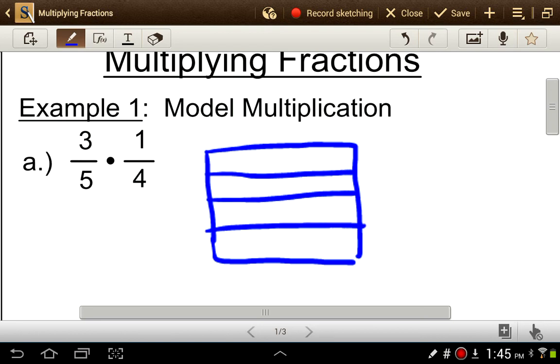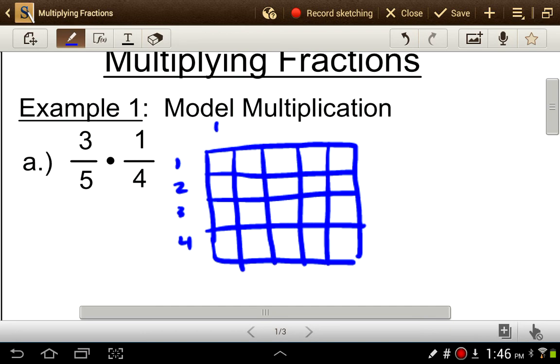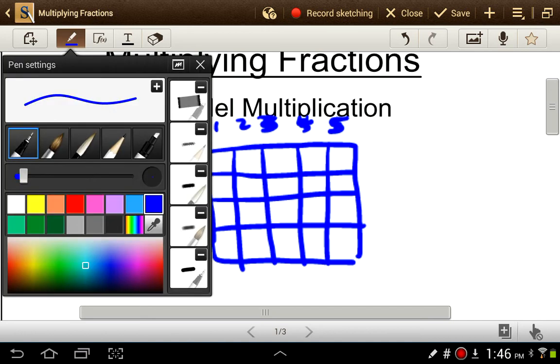So I have 1, 2, 3, 4 there, and then I'm going to do my 5 going this way. 1, 2, 3, 4, 5. That was interesting in what I wrote and what I said there. How about that? Okay, so now I'm going to shade in. So for the 1/4, I'm going to shade in one of them. So I'm going to switch my colors here so we can see a little better. Try to make my pen a little thinner.